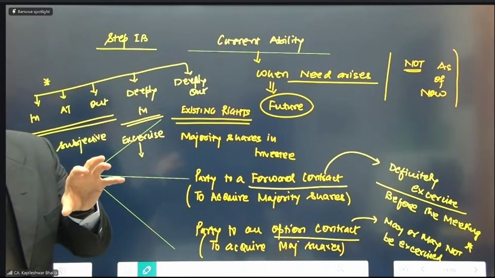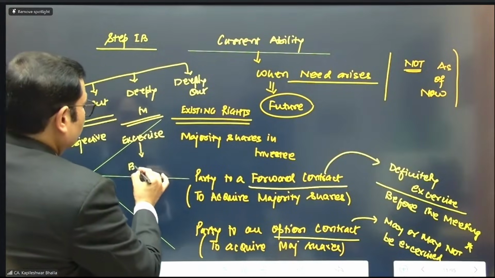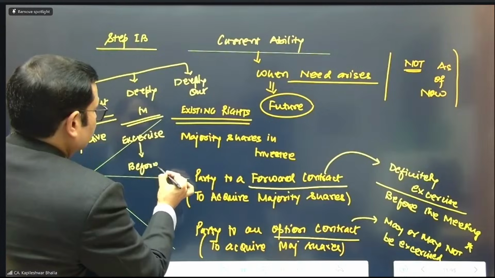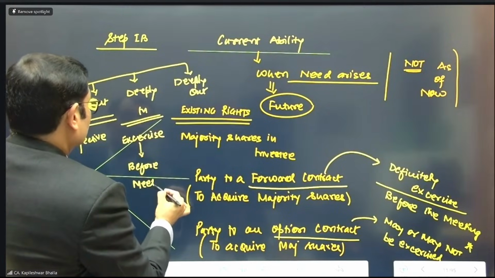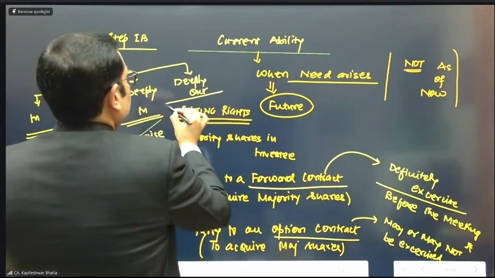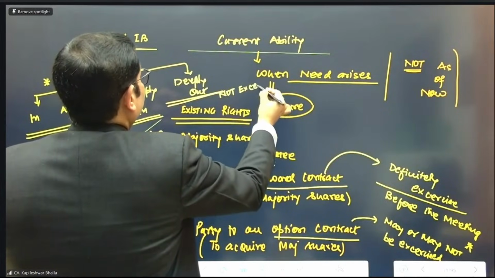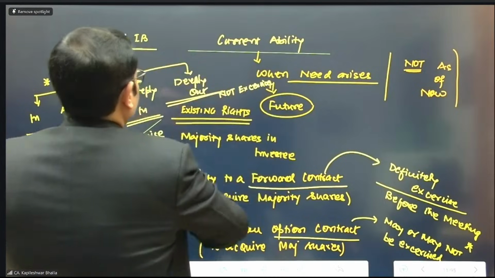Before. Because you've got majority shares and you're saying, I will exercise. So can I say that it should again be exercised before the meeting occurs, so that you're in a position to take decisions. And if you say it is deeply out of the money, can I definitely say that I will not exercise? Then in that particular case, you're not going to get power.